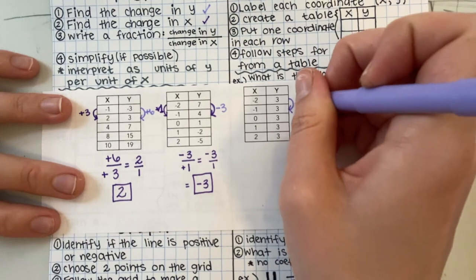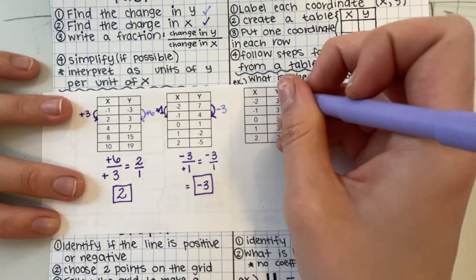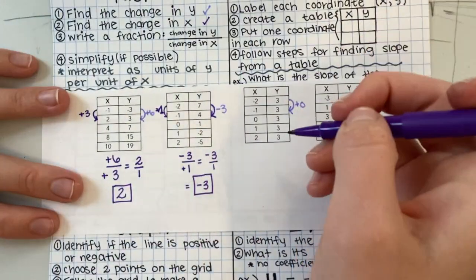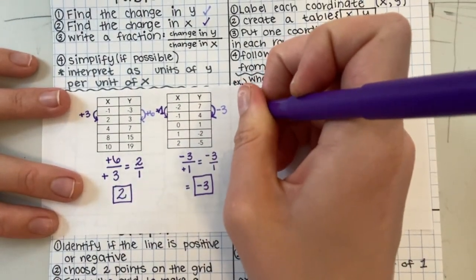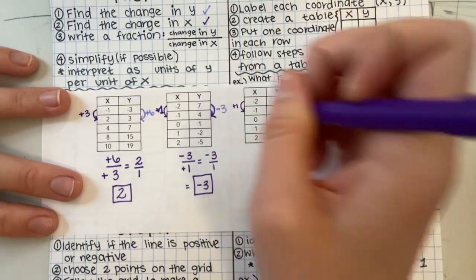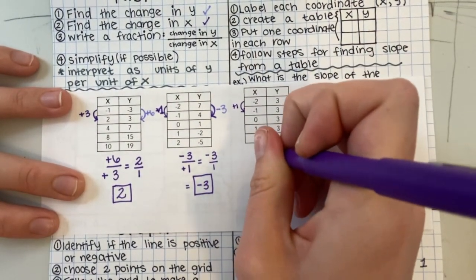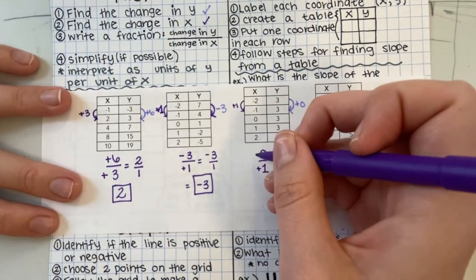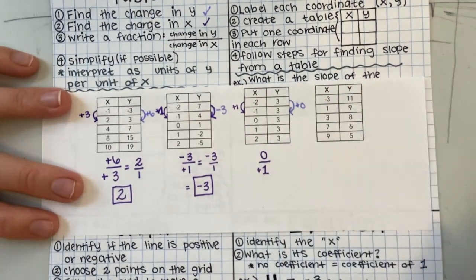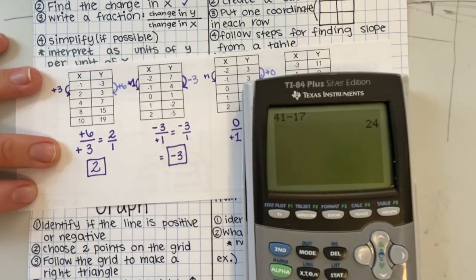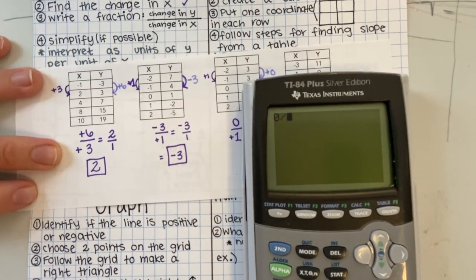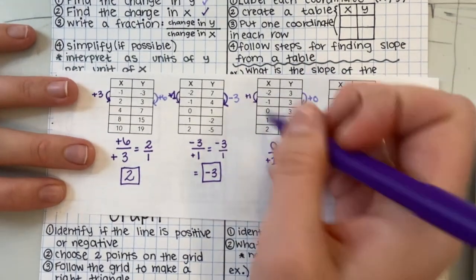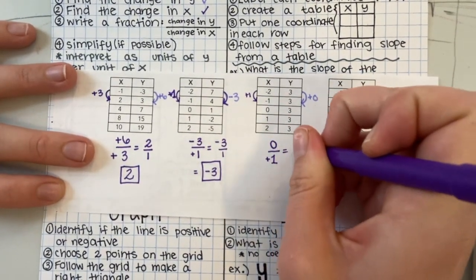This change in y is +0 because I'm going 0 units up or 0 units down. There's no change in y. My change in x is +1. I'm going to write my change in y over my change in x. And what I'm going to remember is that when 0 is divided by something, so if I type into my calculator 0 divided by 1, it's just 0. So the slope of this graph is 0.